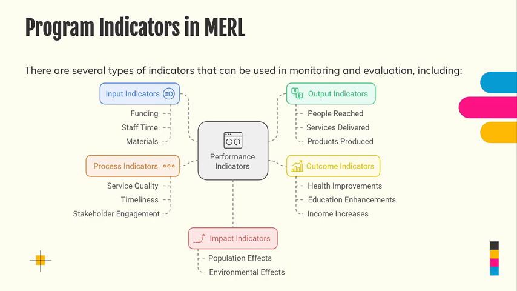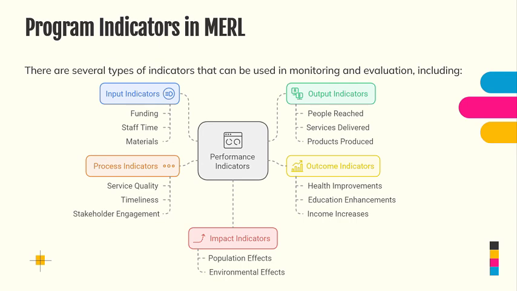Then with output indicators, you're going to look at the service delivered. You're going to look at the products produced. You're going to look at the people reached. How many people have we reached in that particular incident? What service have we provided? Outcome indicators, you're looking at the change, the improvements. What has changed? Have we seen any change in income, any health improvements, depending on the nature of the project?